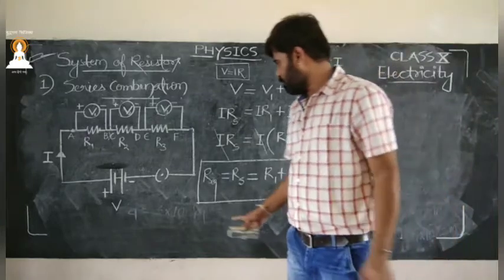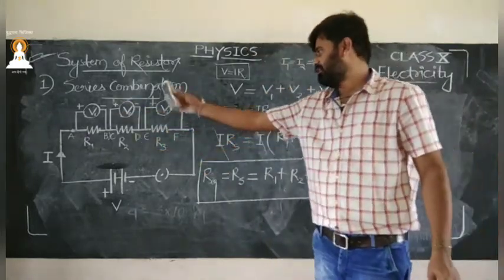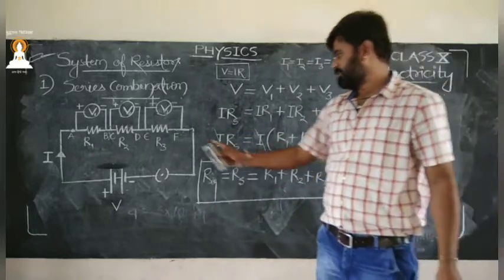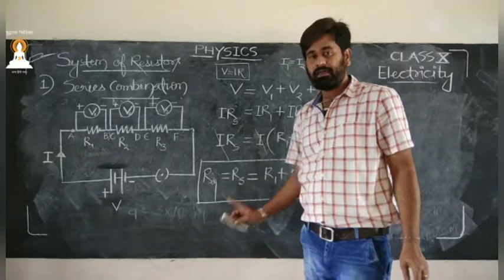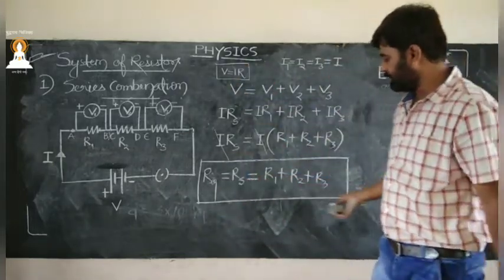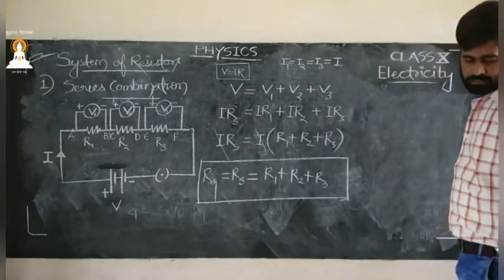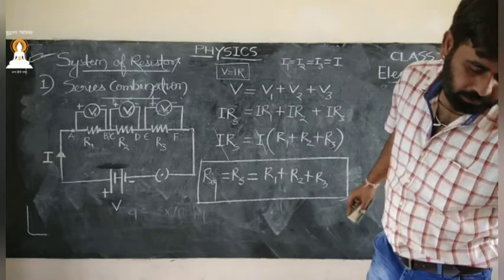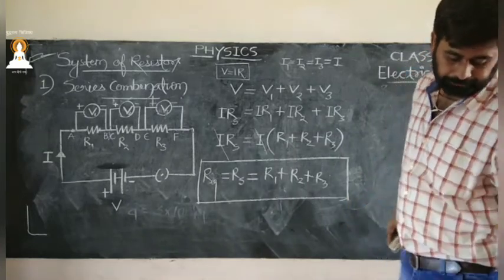It means now we should not put R1, R2 and R3 here. All of these will be replaced by one resistance, that is RS. So this is nothing but the derivation for this R equivalent. So this was the series combination.